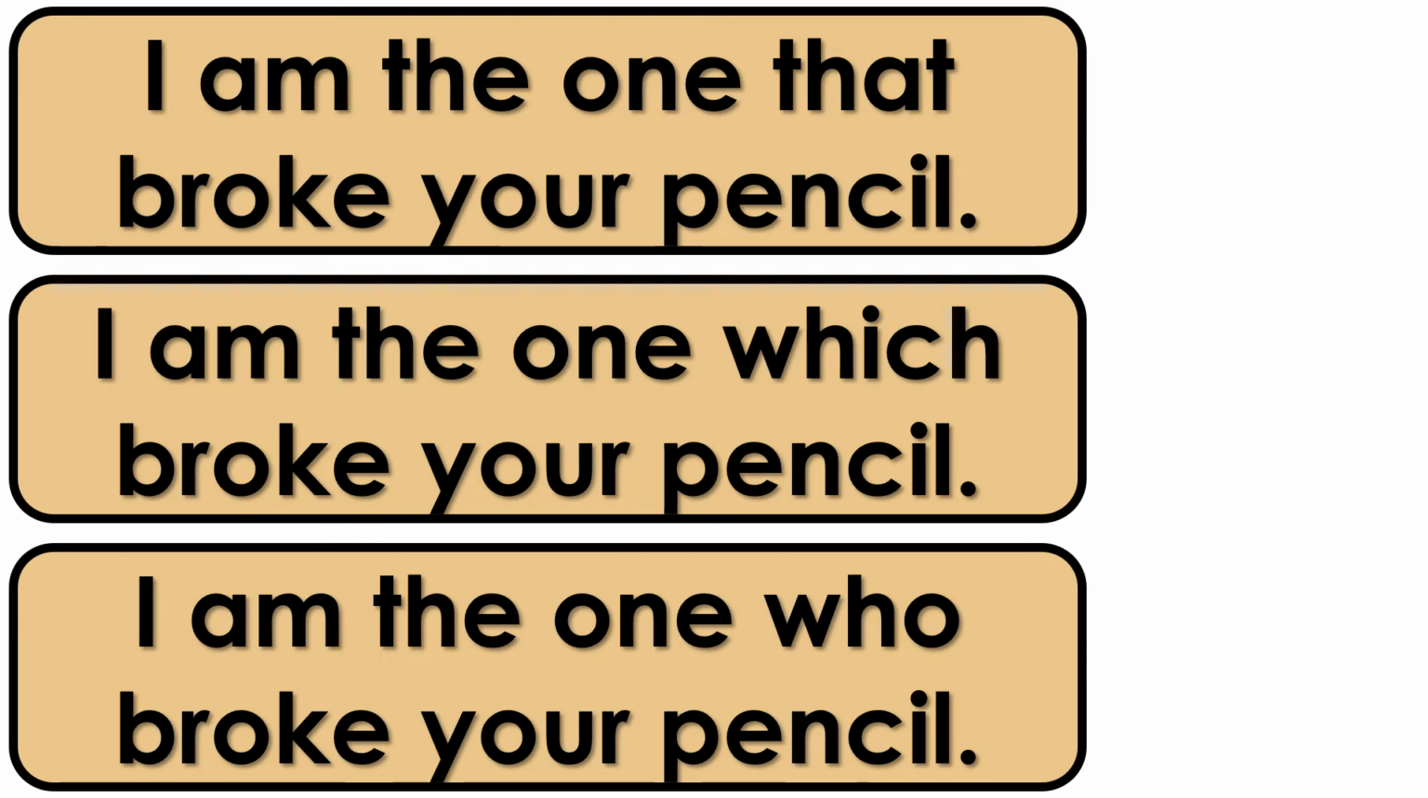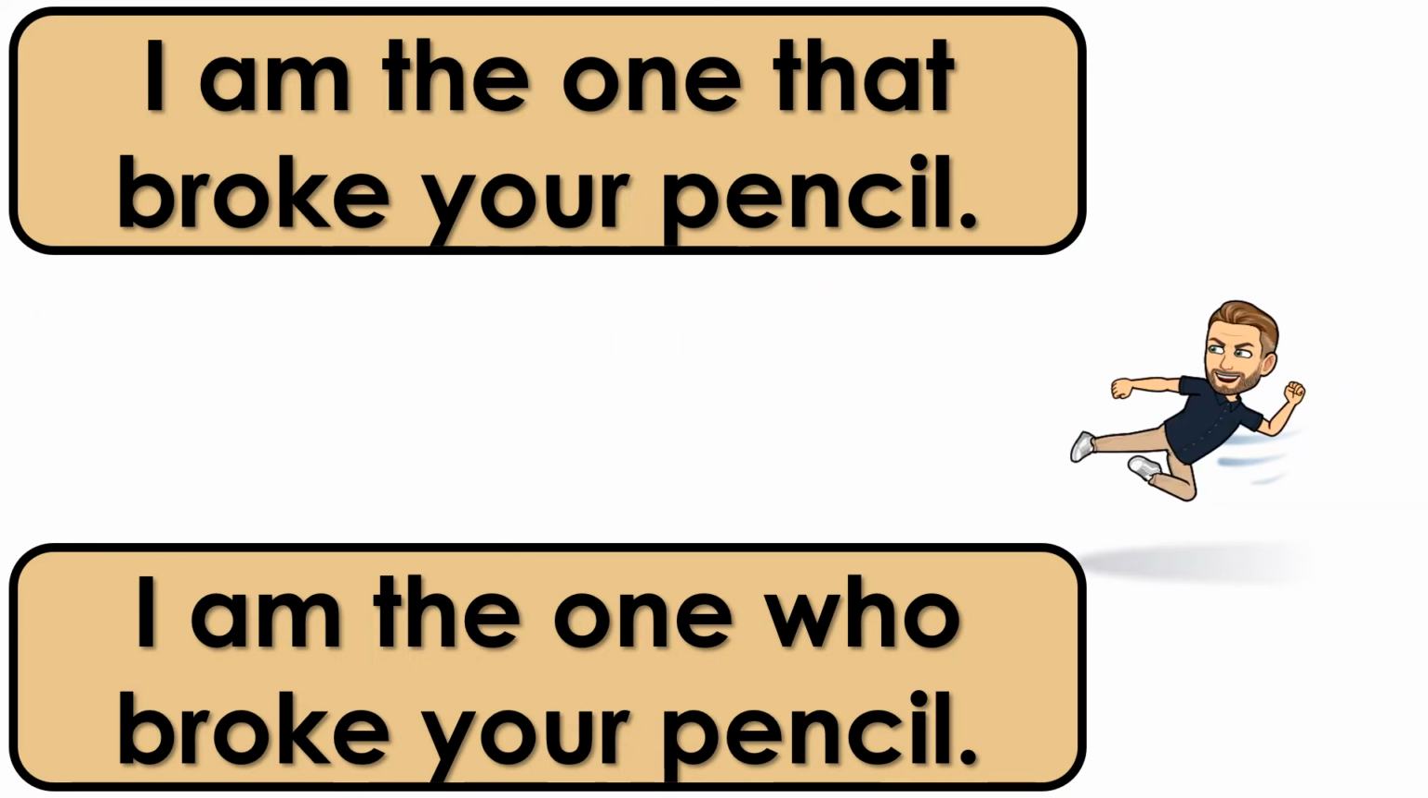Take a look at these sentences. Which one or which ones would you kick out? We should kick out the middle one. We shouldn't use which because we're talking about a person. I am the one that broke your pencil. Okay, because we're talking about a person. I am the one who broke your pencil. Both of those are okay, but we can't use which.